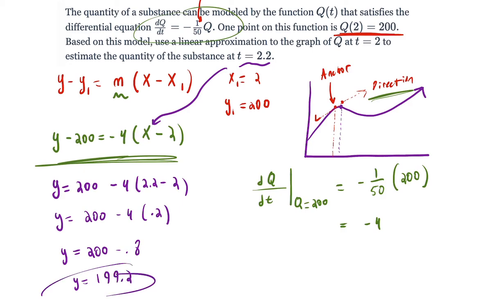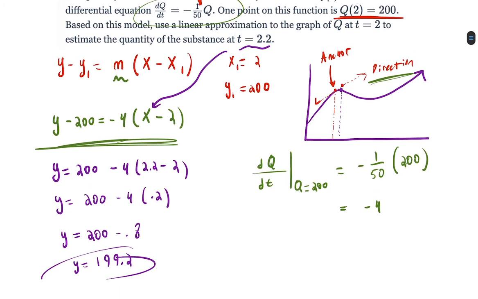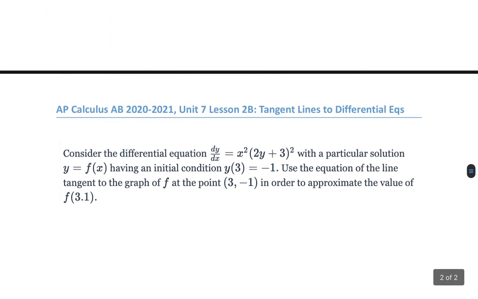And so the idea is basically, right, just back up for a second. The best approximation we can do is we say, okay, when x is 2, y is 200. What's q going to be when x, or in this case t, is 2.2? Well, we do know it's heading down because the derivative is negative. So we move a little bit down. We move down from 200 to 199.2. It's the best we can do. Let's see one more real quickly here.